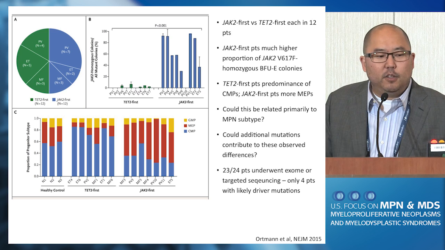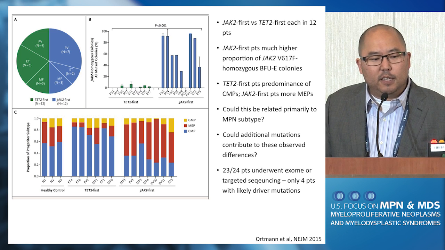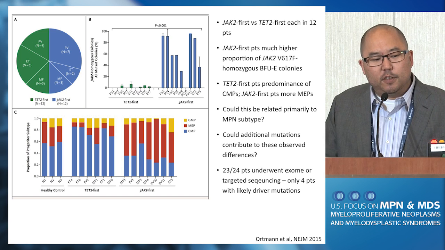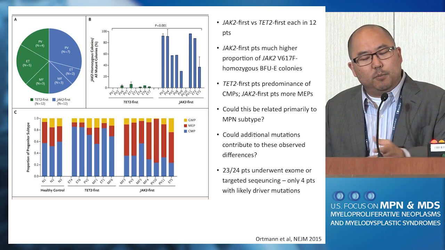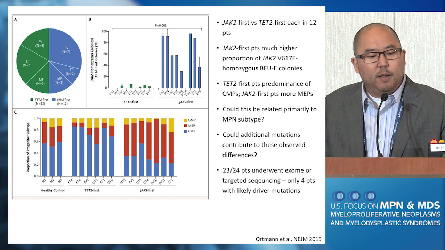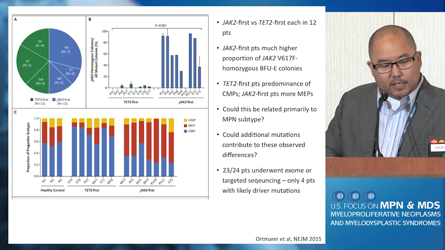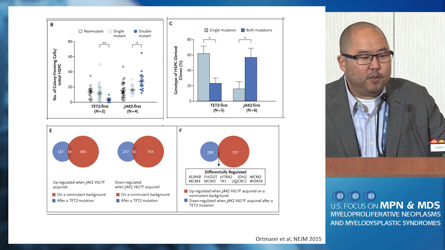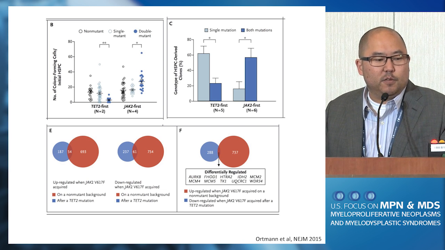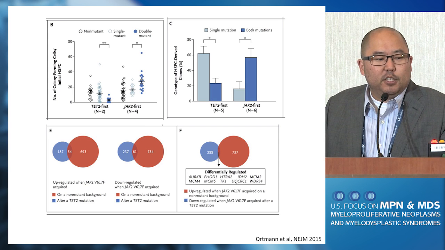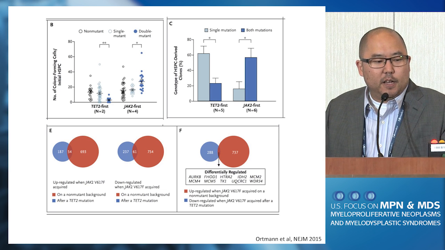proportion of JAK2 homozygous mutant erythroid colonies, whereas TET2 first seemed to result in a proliferation of CMPs, common myeloid progenitors, versus JAK2 seemed to be more slanted toward megakaryocyte erythroid progenitors. So they looked in an expanded cohort afterwards and found that if you grow out colonies from these TET2 versus JAK2 first patients, in JAK2 first patients you're more likely to find colonies that harbored both JAK2 and TET2, whereas it was much less likely in the TET2 first patients to find double mutant colonies.